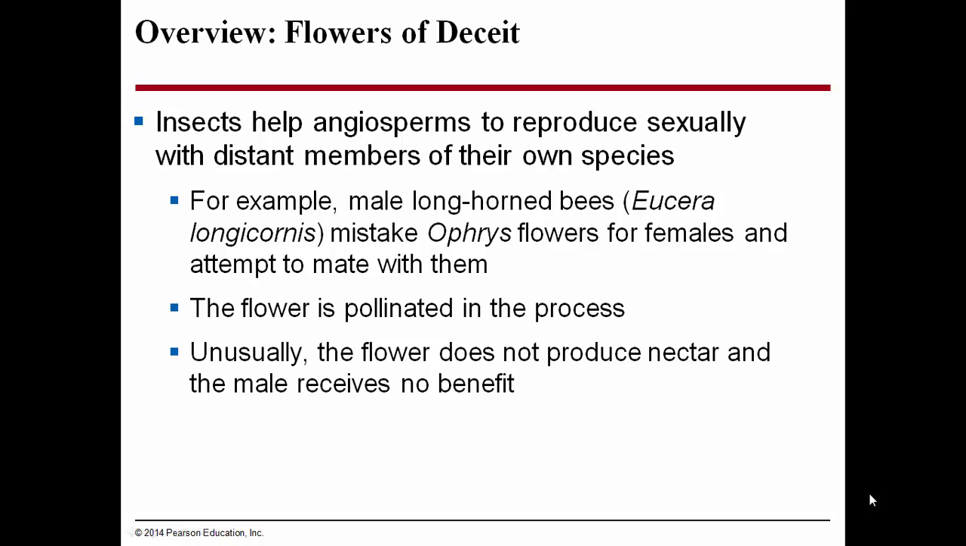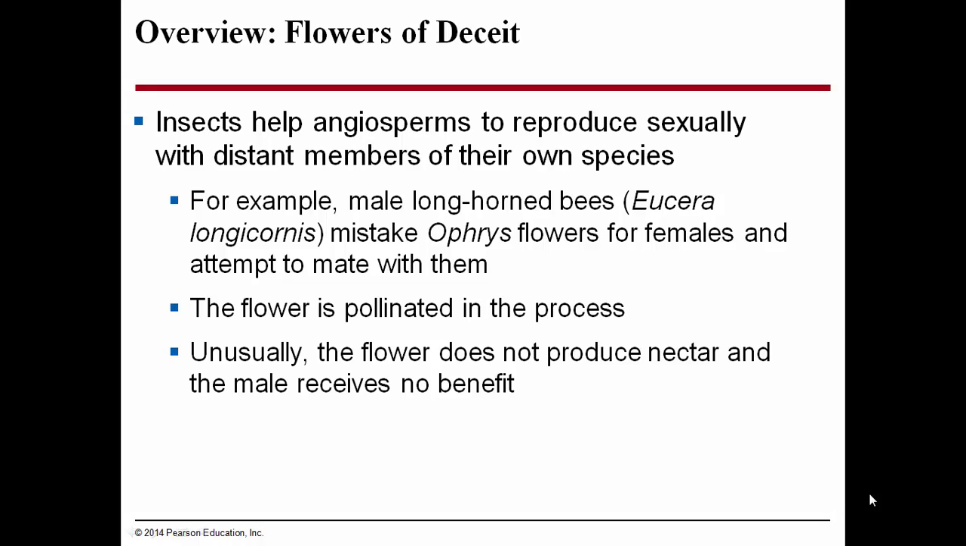There's one example of the longhorned bee in which the male bee is sent out to forage, unlike the classic European bee, Apis mellifera. The longhorn bee, Eucera longicornis, mistakes the Ophrys flowers for females and attempts to mate with them. The flower looks kind of like a female longhorn bee, and interestingly, it actually produces a pheromone, a chemical scent that deceives the bee into thinking that it is a female bee. The flower is then pollinated in the process.